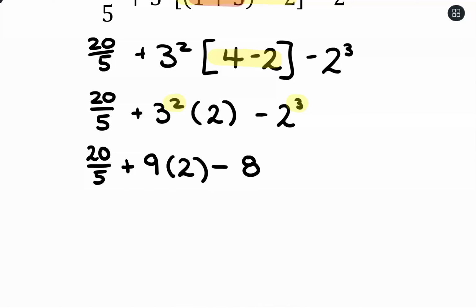All right. Exponents are done. Now we move on to multiplication, division. So we have this 20 divided by 5. We also have this 9 times 2. So let's go from left to right.